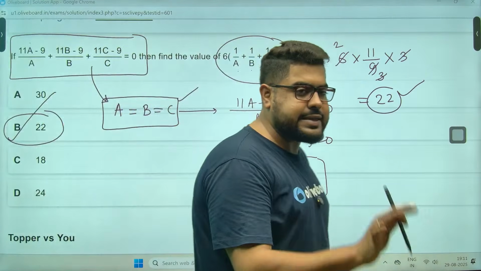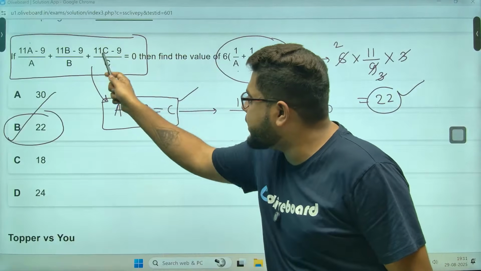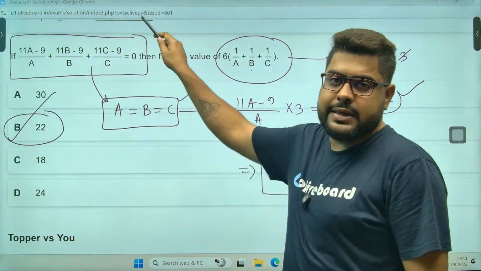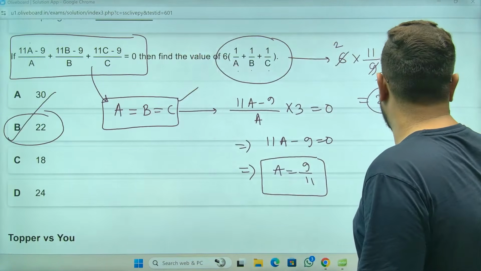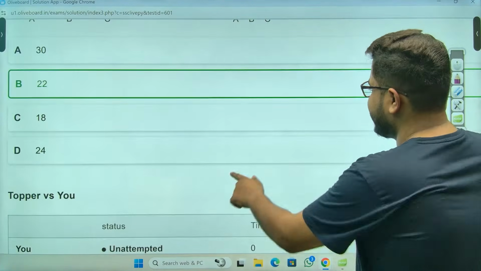Symmetricity questions, this is the best way to approach. Anything you see where everything is symmetrical, A, B, C, put all of them to be equal. Put all of them to be equal. That's the best way to proceed. Perfect.